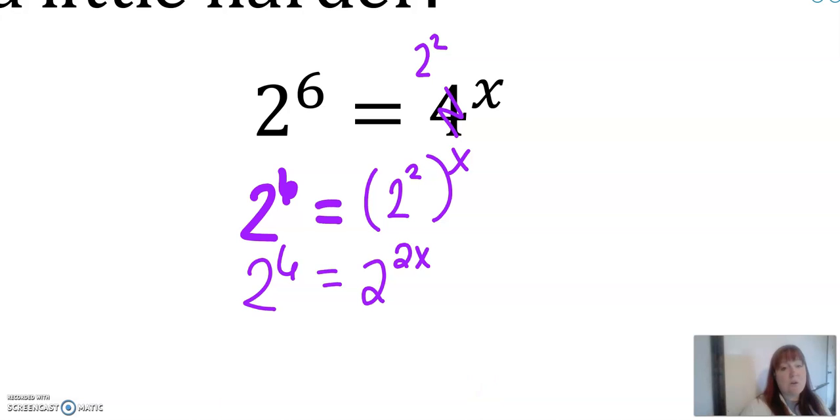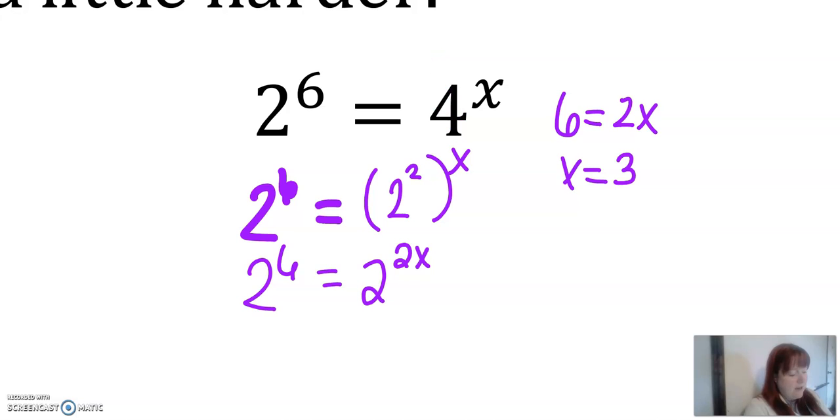So I'm saying, okay, 2 to the 6th equals 2 to the 2x, and now their exponents still have to equal each other, just like they did before. So I say 6 equals 2x, therefore x equals 3. And let's just see if this holds true. If I come back here and I put 3 in, 4 to the 3rd is 64, and 2 to the 6th is also 64, so it does work. It does, in fact, work. So again, you basically need to give them a common base and then set their exponents equal to each other.